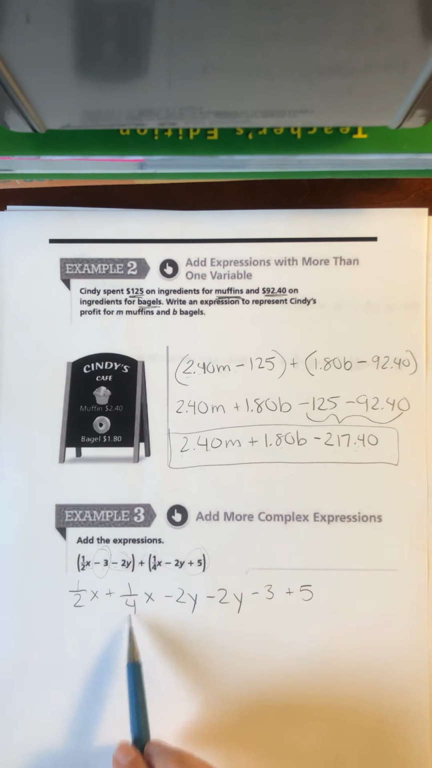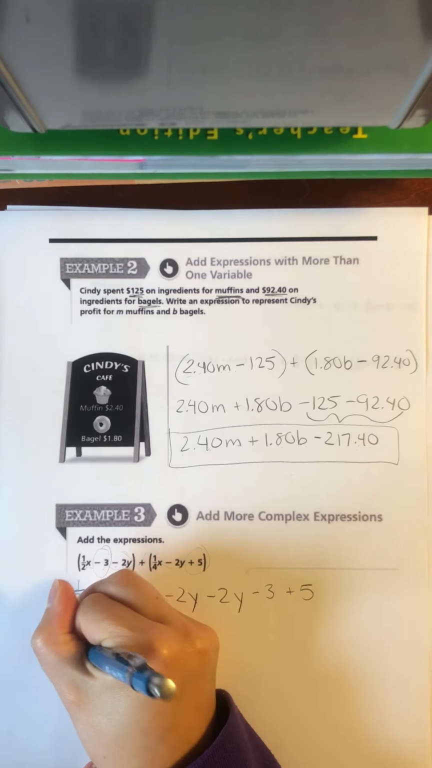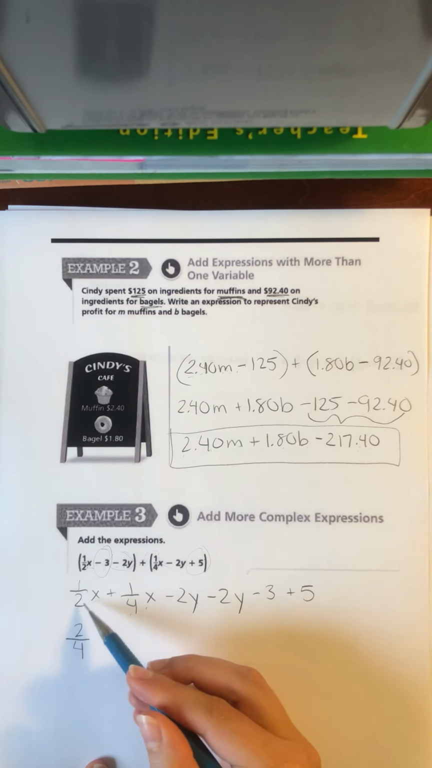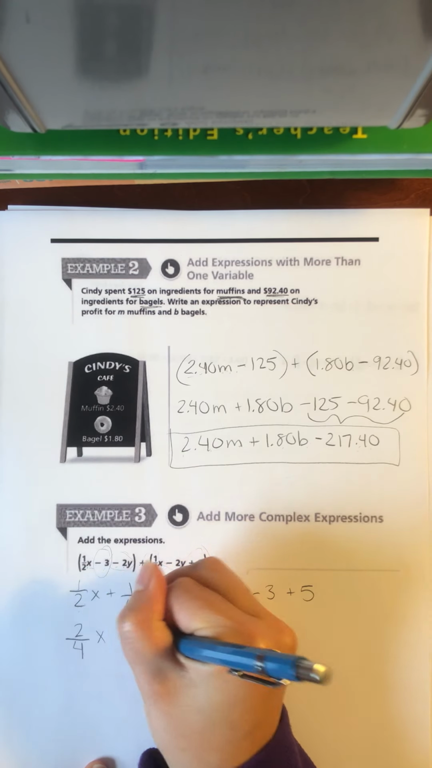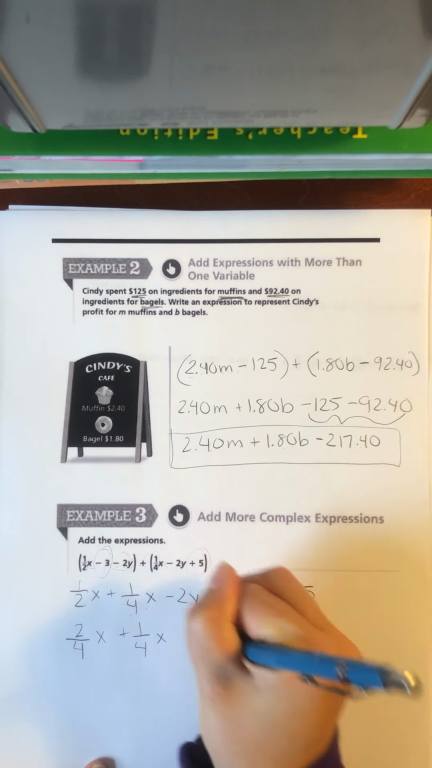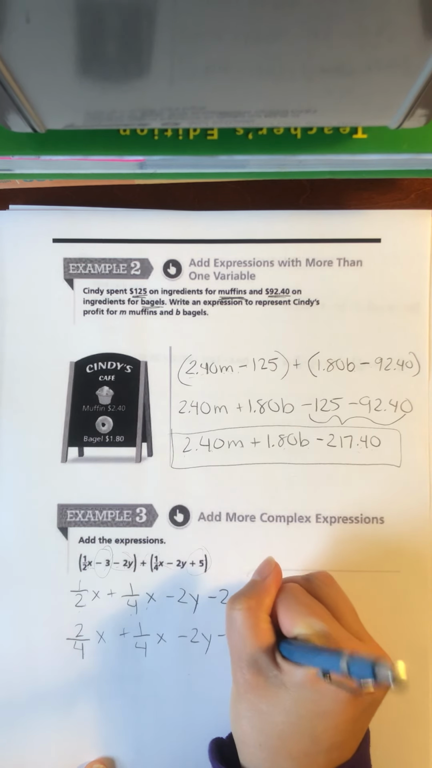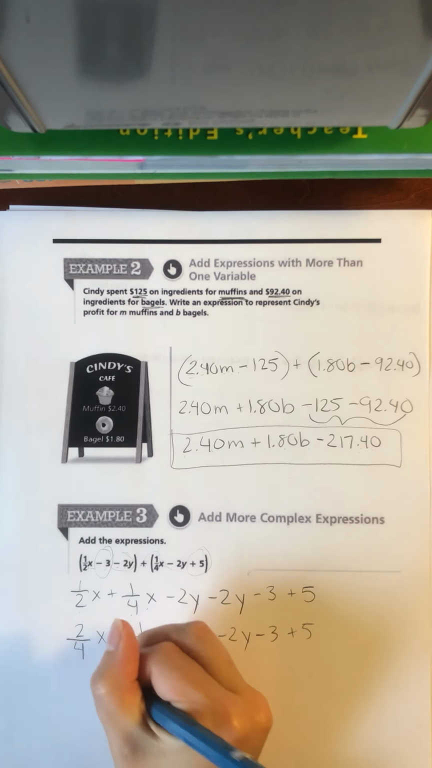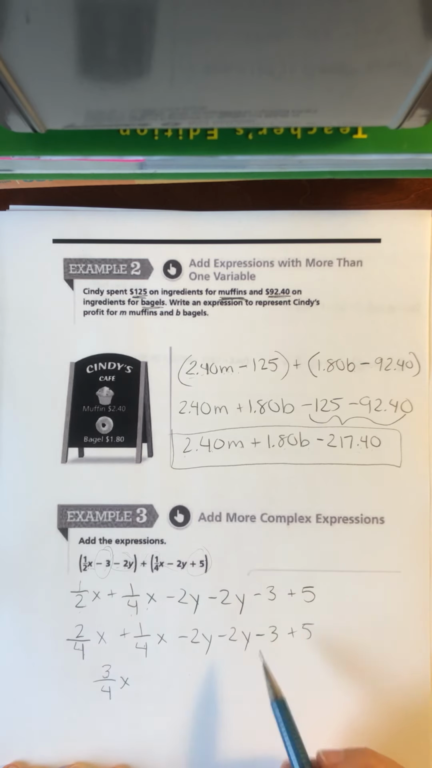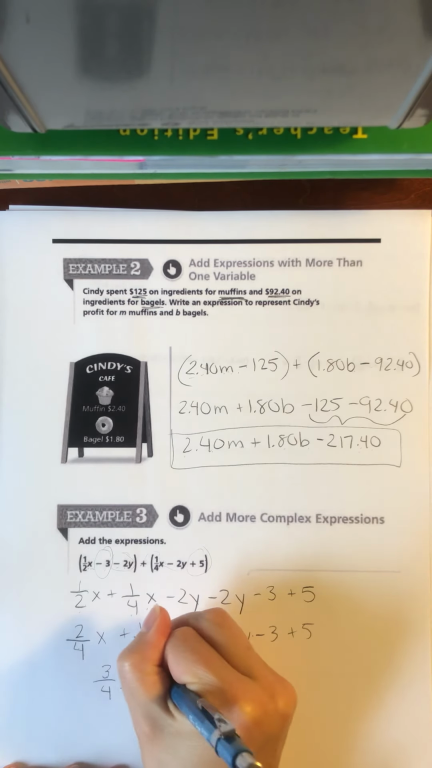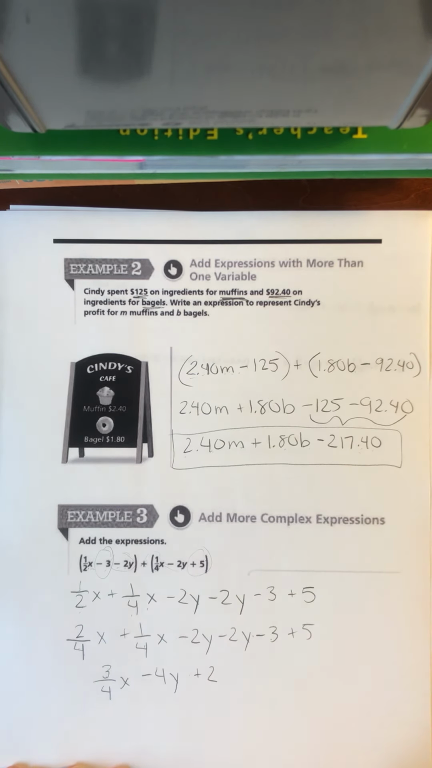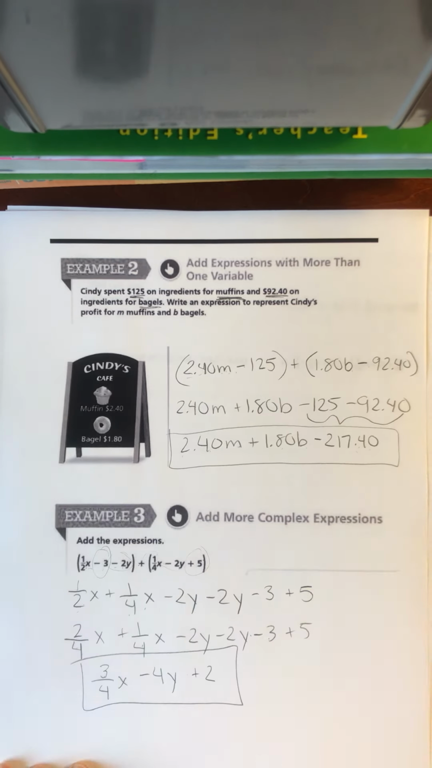Okay, so now 1/2 x plus 1/4 x, we need a common denominator, which is going to be 4. So I can change 1/2 to 2/4, right? Multiply by 2, multiply by 2. So 2/4 x plus 1/4 x minus 2y minus 2y minus 3 plus 5. 2/4 x plus 1/4 x is 3/4 x. Negative 2y and negative 2y, that makes negative 4y. Negative 3 plus 5 is positive 2. So this is your final simplified expression.